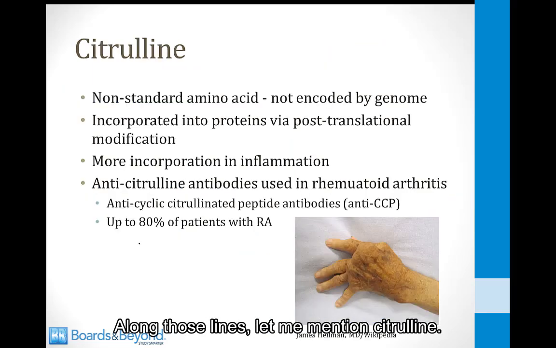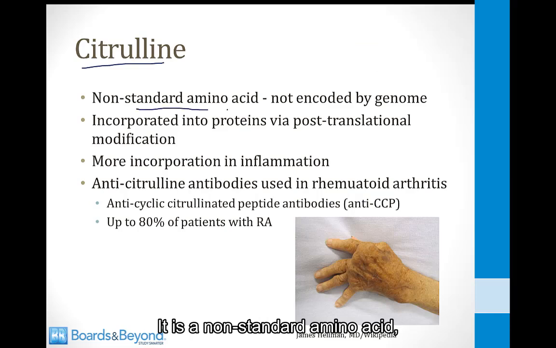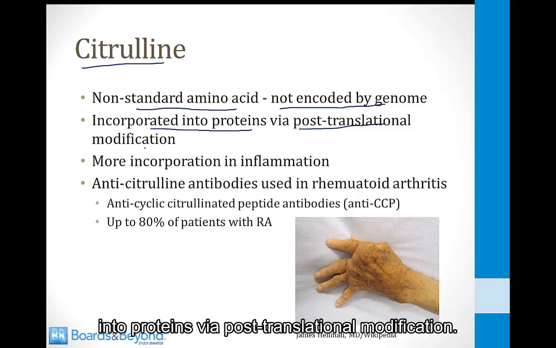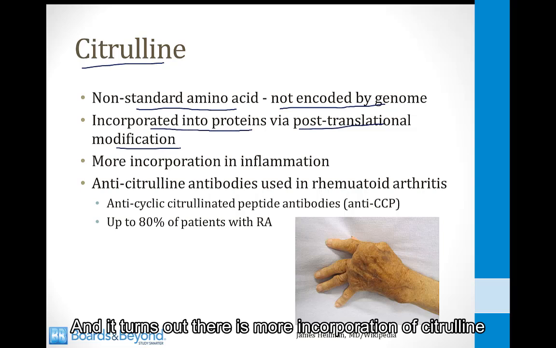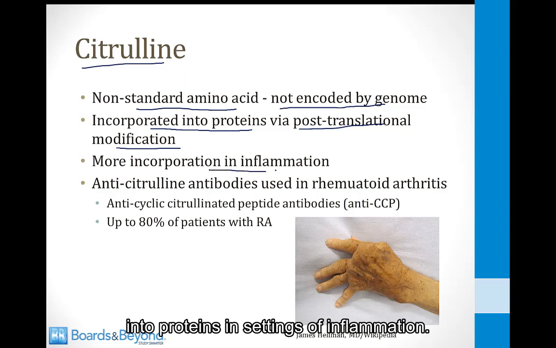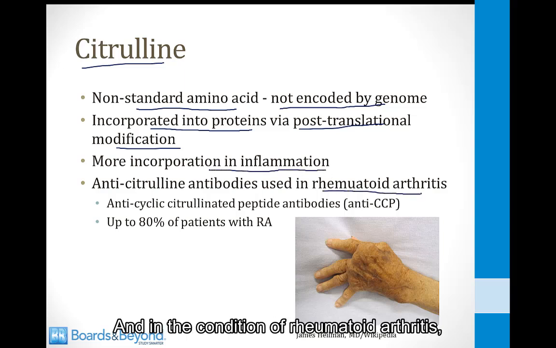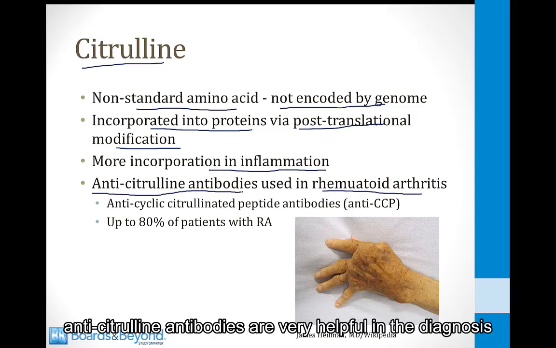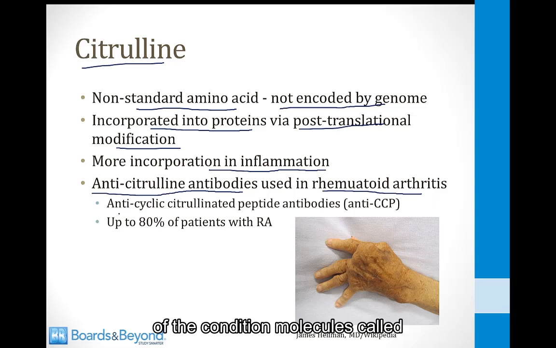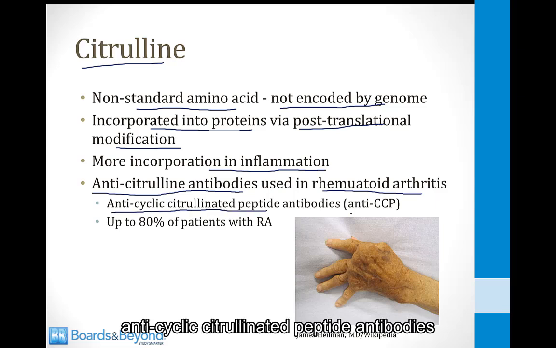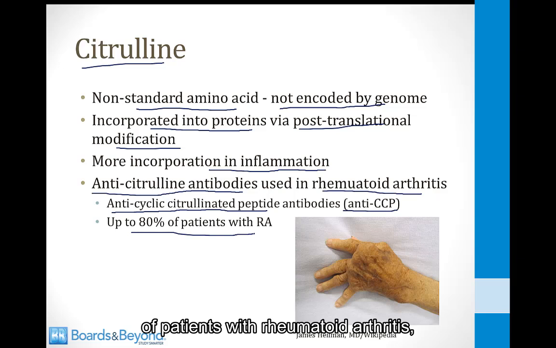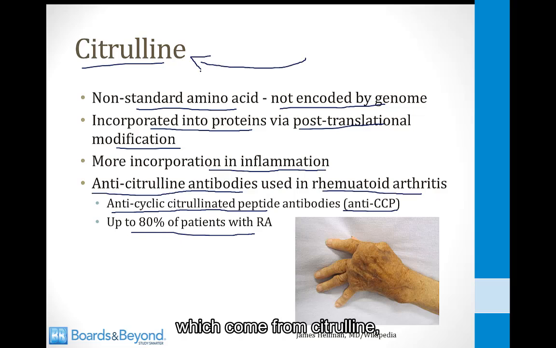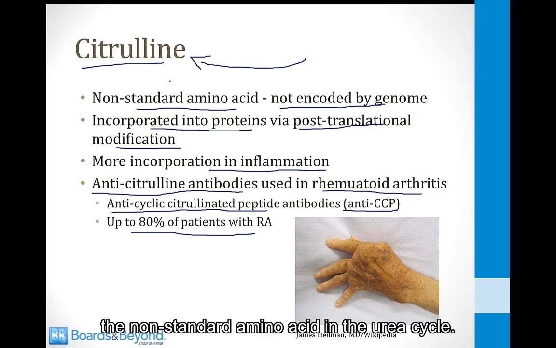by our genome. Along those lines, let me mention citrulline. It is a non-standard amino acid, as I said before, not encoded by our genome, but it can be incorporated into proteins via post-translational modification. And it turns out there is more incorporation of citrulline into proteins in settings of inflammation. And in the condition of rheumatoid arthritis, anti-citrulline antibodies are very helpful in the diagnosis of the condition. Molecules called anti-cyclic citrullinated peptide antibodies, or anti-CCPs, are positive in up to 80% of patients with rheumatoid arthritis, and those antibodies are directed against citrullinated structures, which come from citrulline, the non-standard amino acid in the urea cycle.